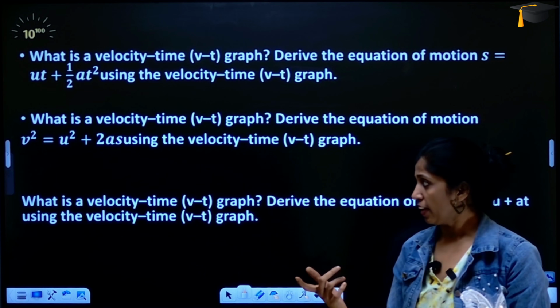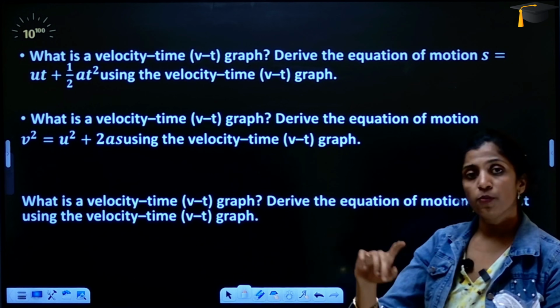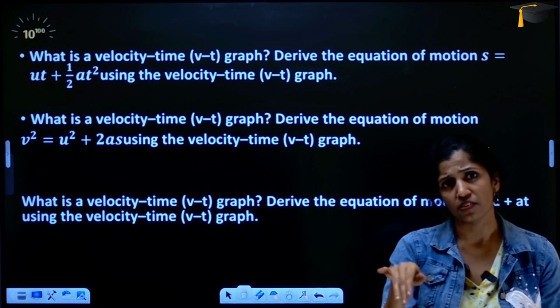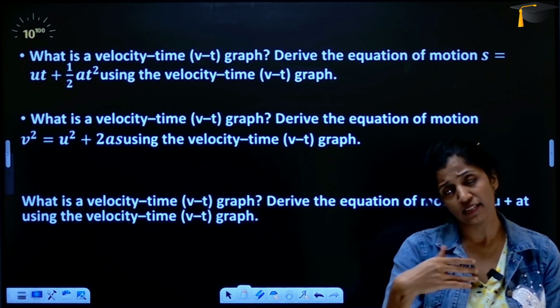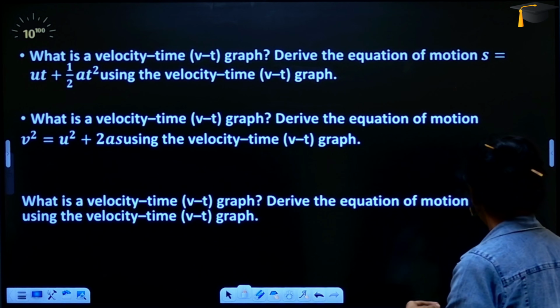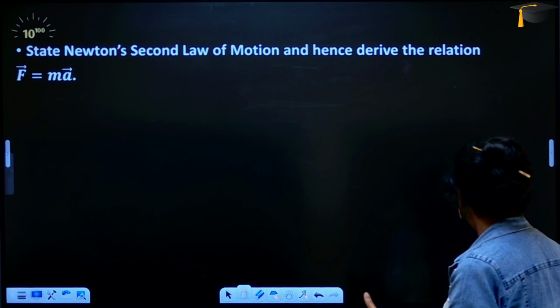Okay, so we can't say anything. And then you should know what a velocity time graph is. So please remember, it's a graph of velocity versus time, where velocity is on the y-axis and time is on the x-axis. You can just mention this much for 1 mark. Okay, so now let's derive this expression.